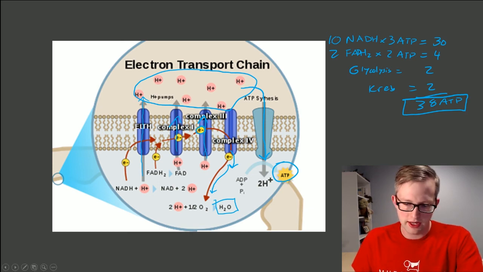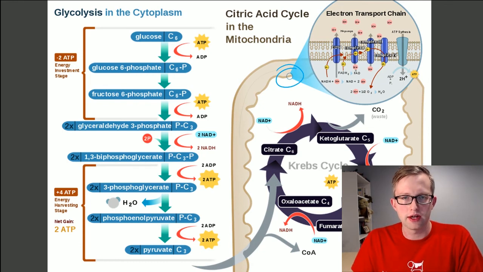So if we recap this, going back to the full diagram here, we have glycolysis happening in the cytoplasm where we have glucose being broken down. It costs us 2 ATP, but it gets us 4 more, so that gives us a grand total of 2 ATP, as well as a couple NADHs. We then move our pyruvate into the mitochondria where the Krebs cycle occurs. It gives us a whole bunch more of these NADHs. It gives us FADH2 and some ATP as well.